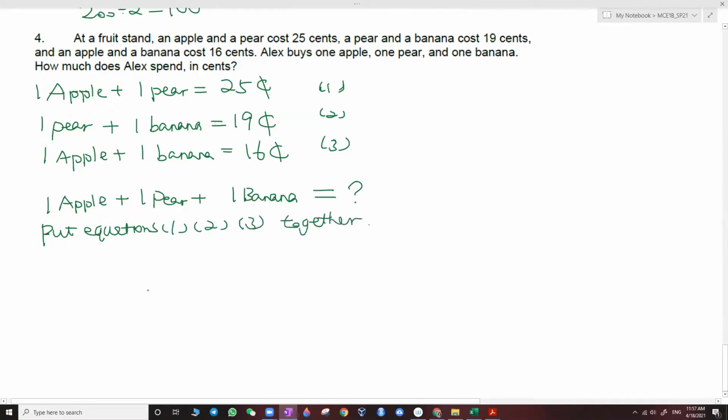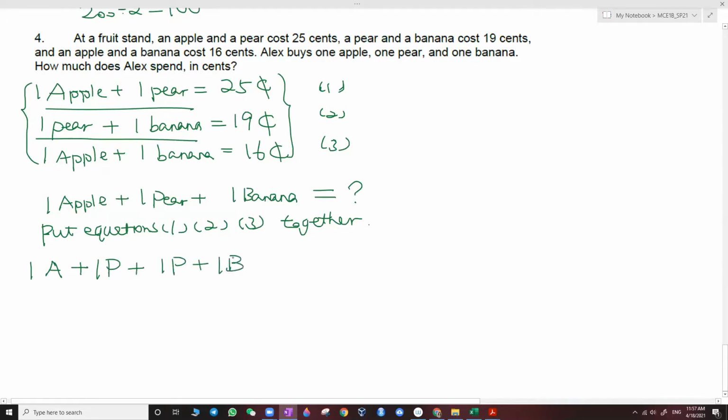Okay, so how do we do that? We're basically just combining the left sides and then combining the right sides. Again, I'm going to use letters here. 1 apple and 1 pear, so that's my first part. And then 1 pear and 1 banana. And then 1 apple and 1 banana. So that's my left side. Now, the right side: 25 cents, 19 cents, and 16 cents. So we put the 3 equations all together.